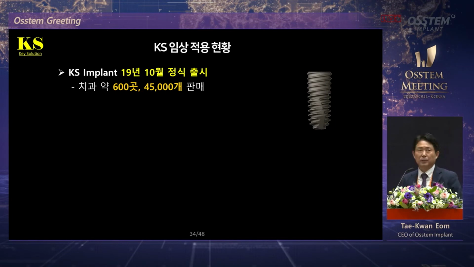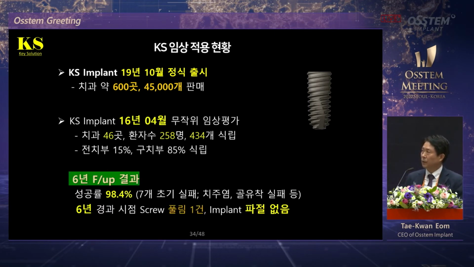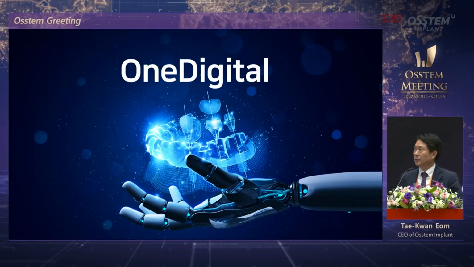So clinical application of KS, it has been available since October 2019. About 45,000 of them have been sold, and we did the clinical follow-up evaluation in 46 clinics and 258 patients. The population is small, but there was only 1 screw loosening at 6 years.